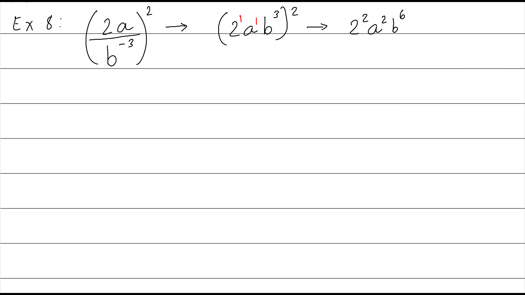Oh, but I can simplify that even further, right? Because we know what 2 squared is. That's 4. And so this simplifies to be 4a squared b to the 6th.